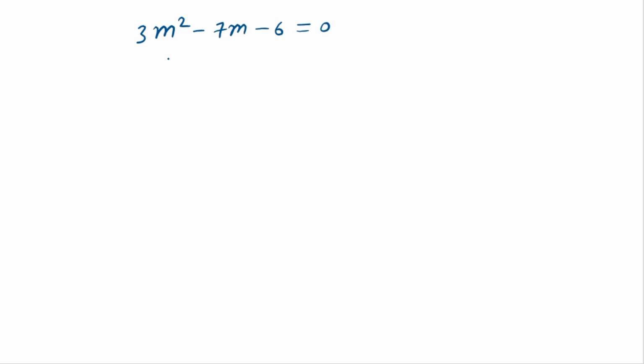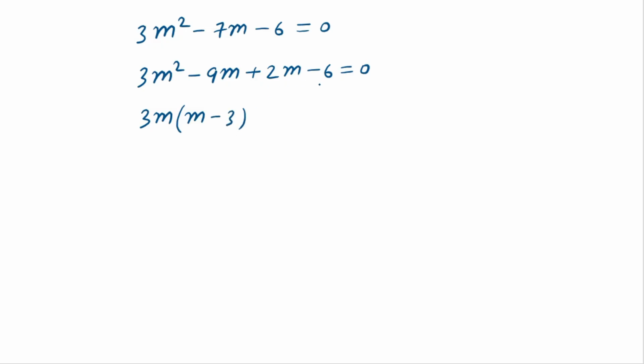Here we will apply middle term split. 3 times m square minus 7 times m is minus 9 times m plus 2 times m minus 6, and this is equals to 0. Look carefully, first two terms: 3 times m is common factor in first two terms. If we take common 3 times m, then you will get here m minus 3.